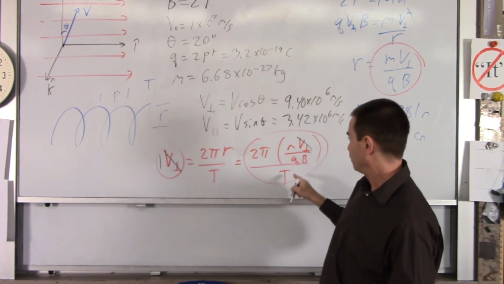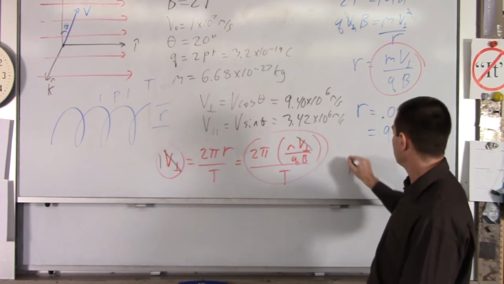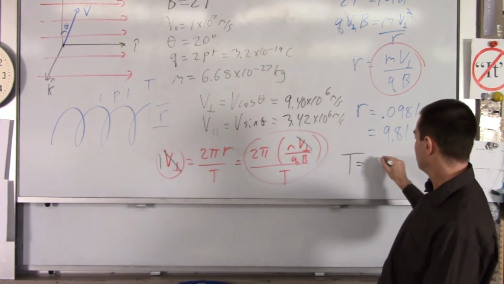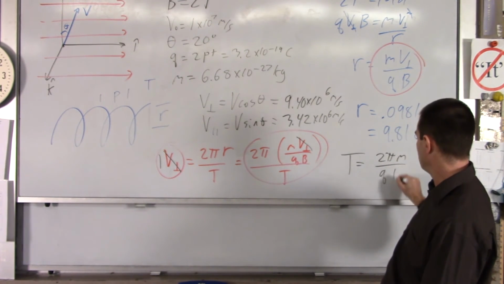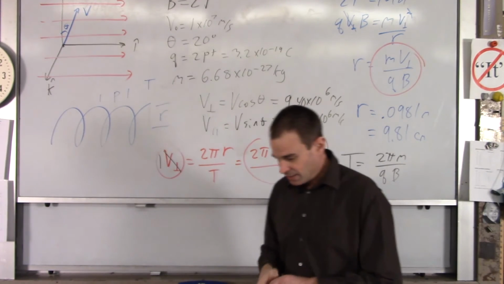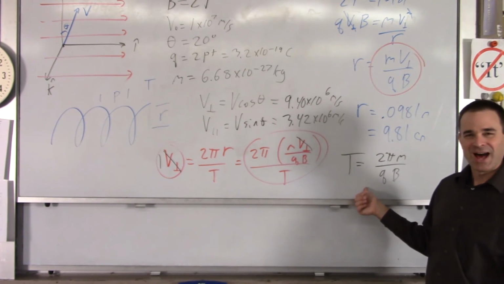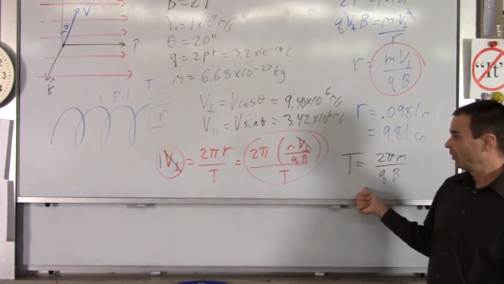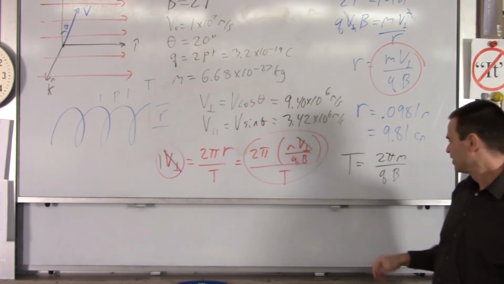And if you solve this for period, so basically you move that over there, you get the following. Period is 2 pi m over qB. Now, something to note about that, it does not depend on the velocity at all, neither the magnitude nor the direction of the velocity, which is kind of an interesting result.